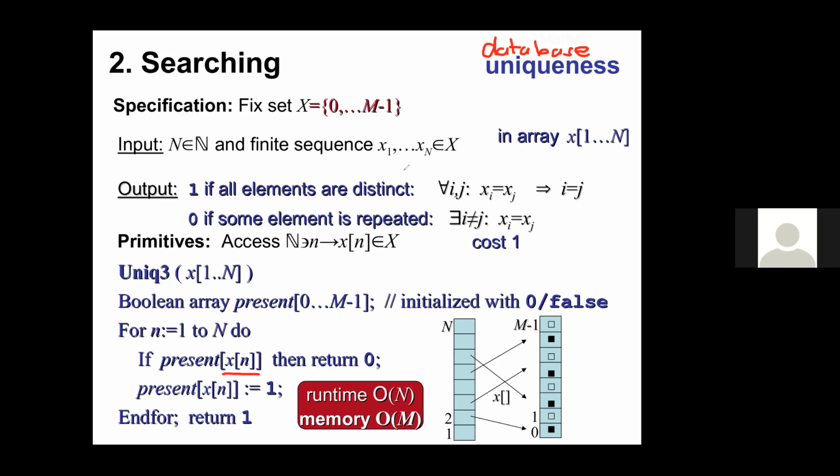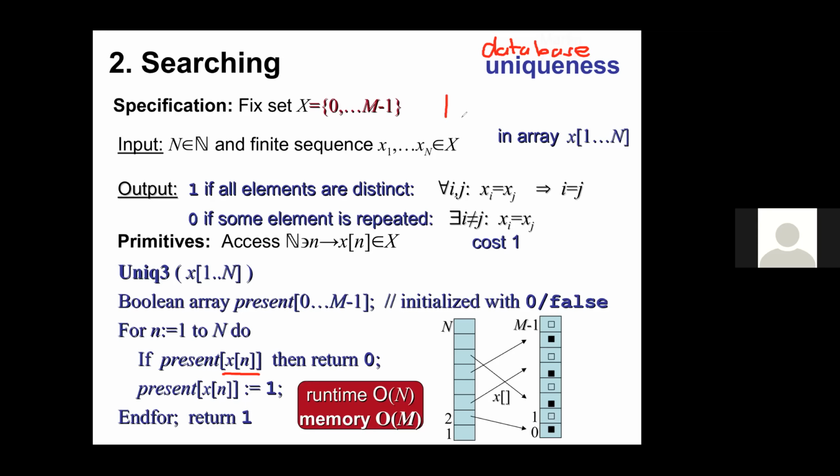So you use xn as the index, and if present[xn] is 1, this means that xn was encountered for some n prime less than n previously. Then xn is equal to xn prime, so there is a repeat, and you return 0 as requested. Otherwise, you record that xn was encountered by putting present[xn] to 1.